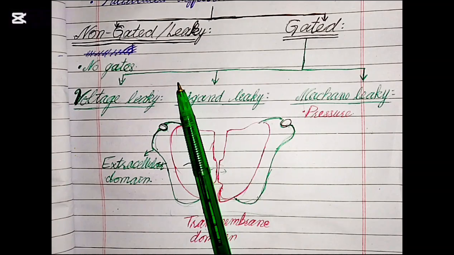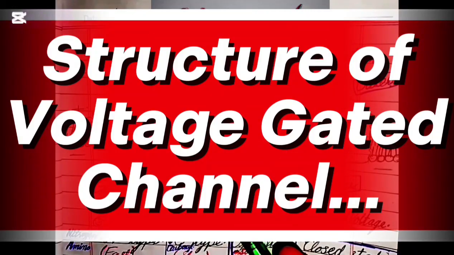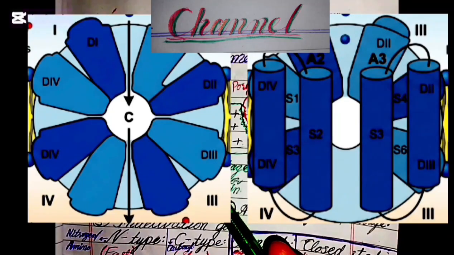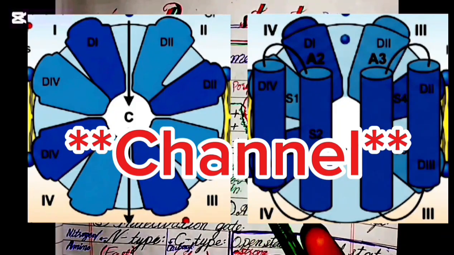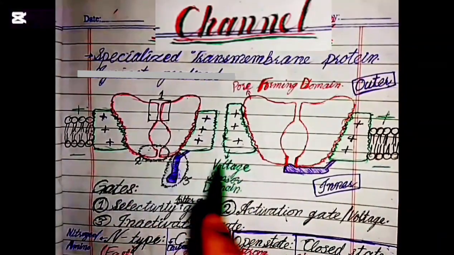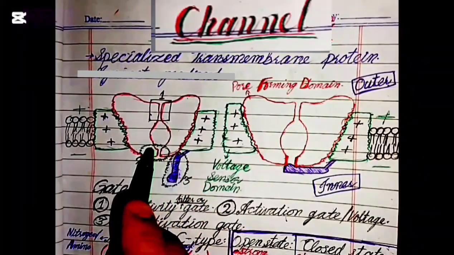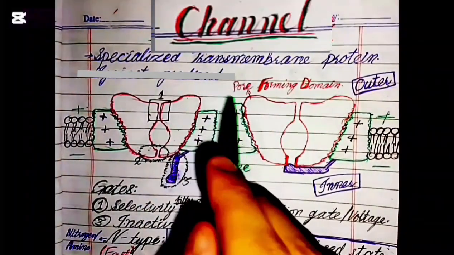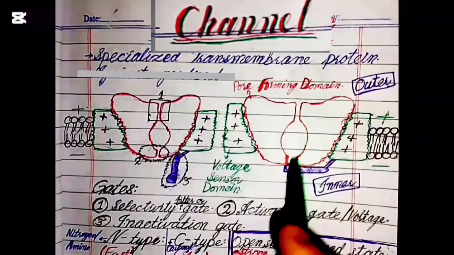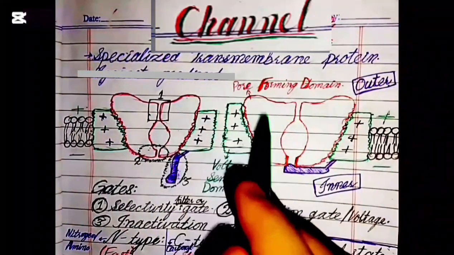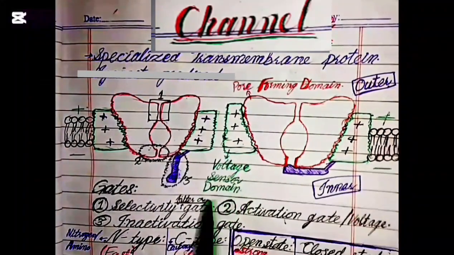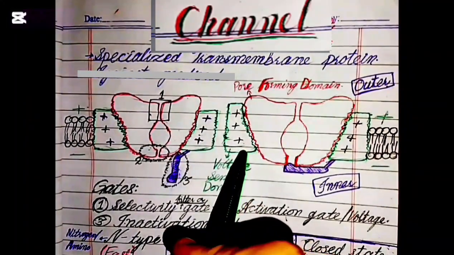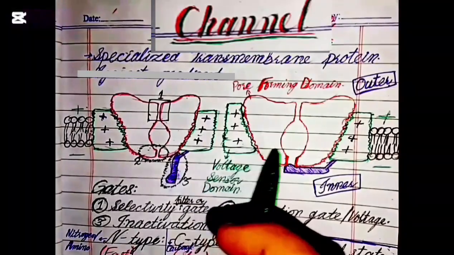Now come to the voltage gated channel. Let's look at the screen. Each channel has subunits. Mostly there are 4 subunits in each channel, and every subunit is divided into mainly 2 domains. The larger, bigger one that you are seeing is called the pore forming domain, and the smaller one is known as the voltage sensor domain. This is mainly sensitive to voltage.